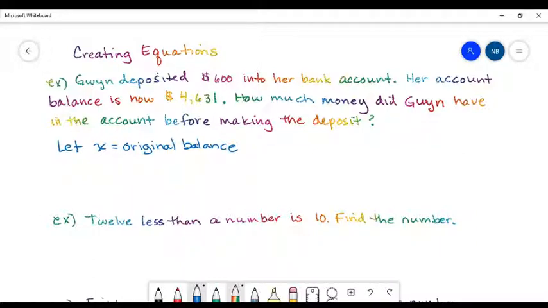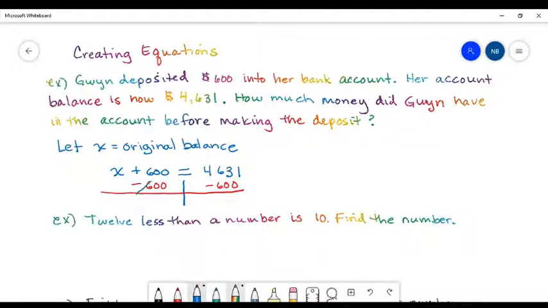So let's trace through this. At the beginning of time in this problem, Gwen has X amount of money in the bank. She made a deposit. A deposit increases your balance. She deposited 600, so we're adding 600 to X, and the balance is now 4,631. So we've created a one-step linear equation. We know there is one rule: we need to get X by itself. So we're going to subtract 600 from both sides.